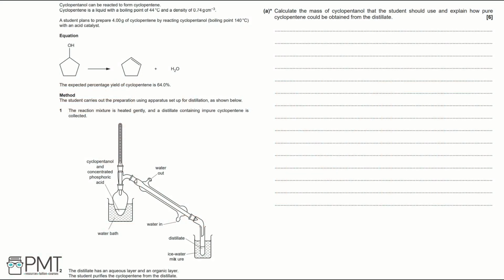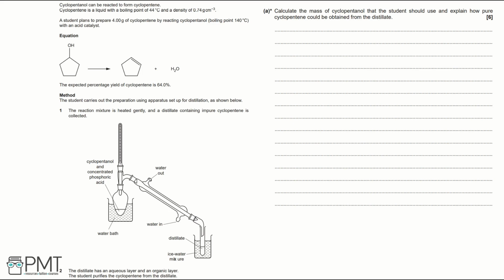Cyclopentanol can be reacted to form cyclopentene. Cyclopentene is a liquid with a boiling point of 44 degrees Celsius and a density of 0.74 grams per centimetre cubed. A student plans to prepare 4.00 grams of cyclopentene by reacting cyclopentanol, with a boiling point of 140 degrees Celsius, with an acid catalyst.